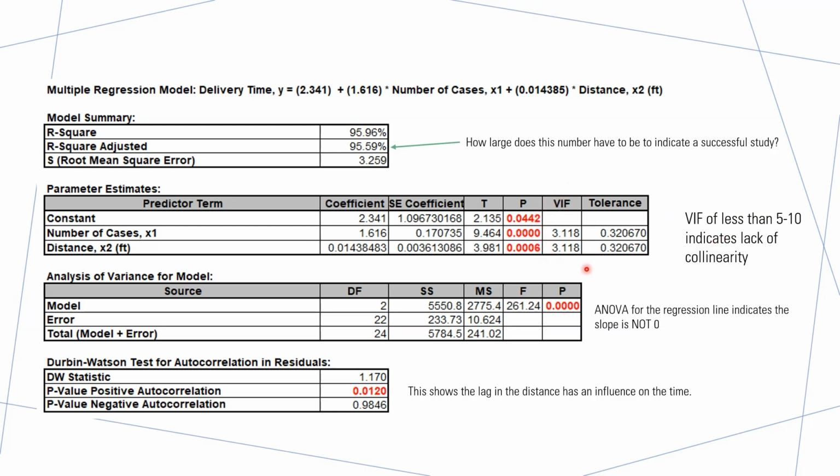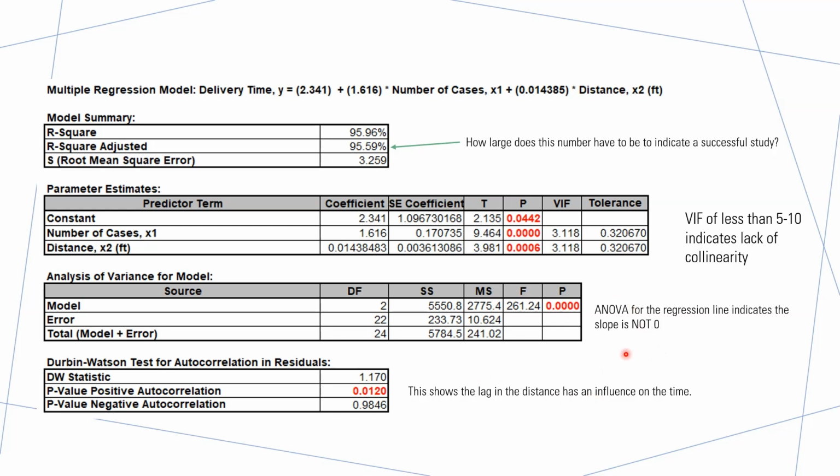Then the next is this VIF. That's the variance inflation factor. They are not red, and there's a reason for that. If it's less than 5 to 10, that indicates there's a lack of collinearity. So even though our initial correlation study showed that these two might be related to each other, they don't interfere with each other in the prediction equation. They're not correlated enough to really interfere with each other in this equation.